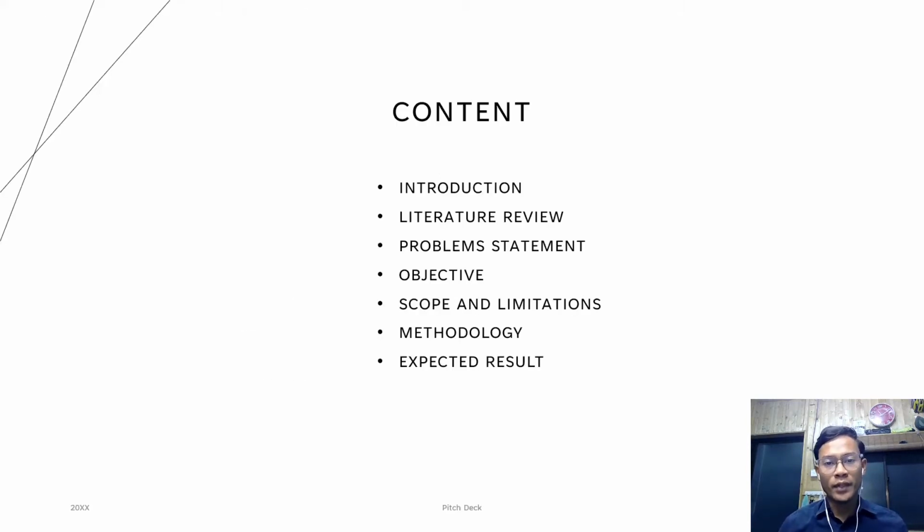Before I start with the topic, I would like to show you the content of my final year project. First, I will start with the introduction. Second, I will explain the literature review of previous studies. Next, I will talk about the problem statement of this topic. Then, I will introduce the objectives of my final year project. After that, I will continue with the scope and limitations to achieve my objectives. Next, I will show the methodology to start my final year project, and last but not least, the expected result of the final year project.